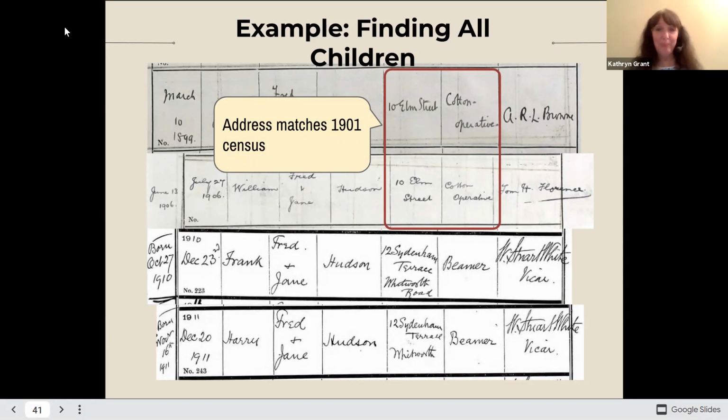So this information, the address matches the address on the 1901 census where I had already found the family. Or wait, no, I hadn't already found the family, but then I found the census and saw that it matched. And so then I felt very comfortable that the family in the census was the same family I was looking at in these christening records.